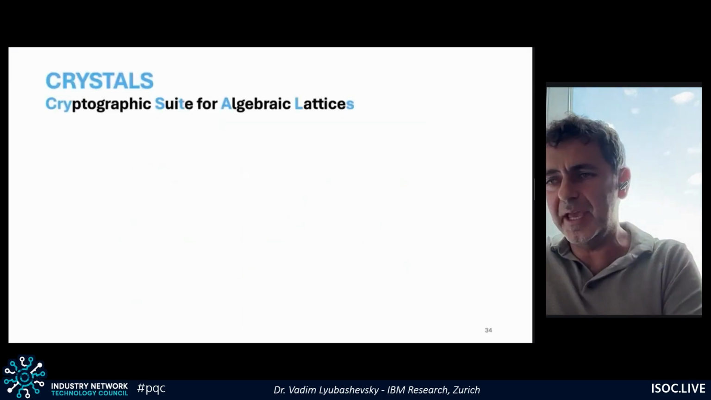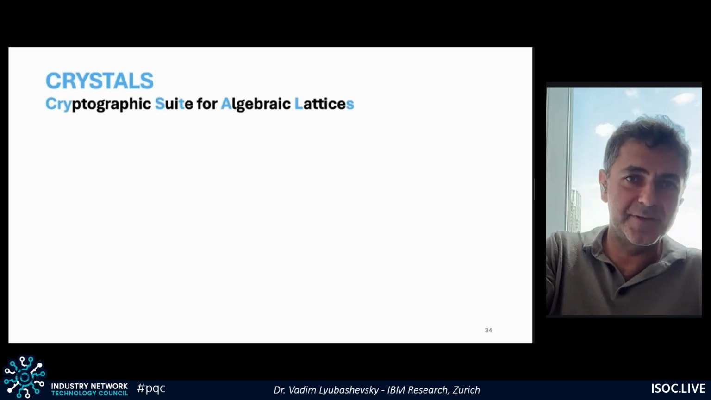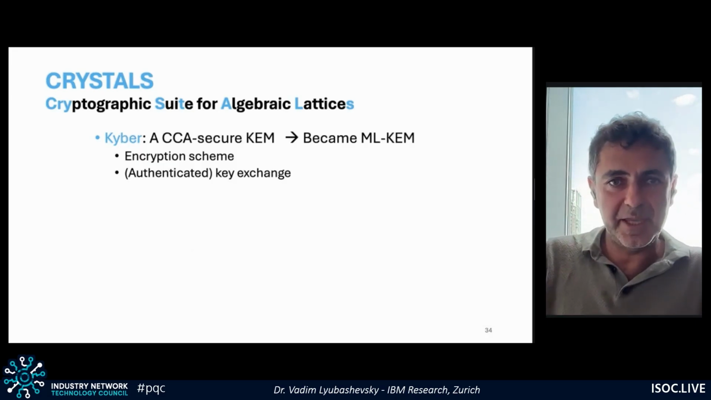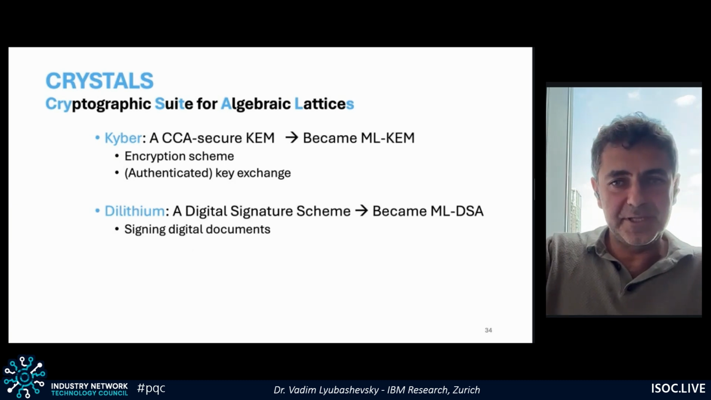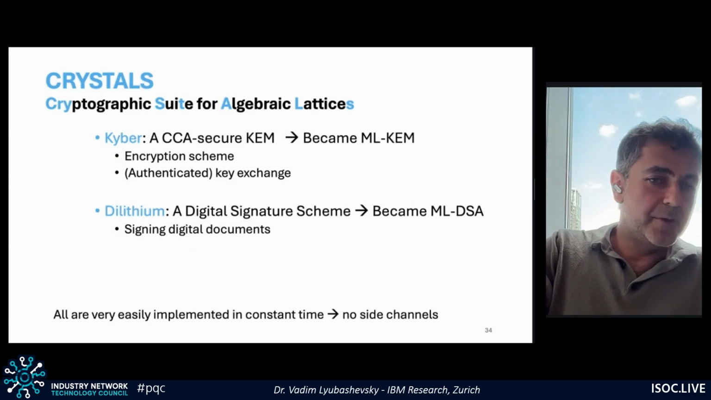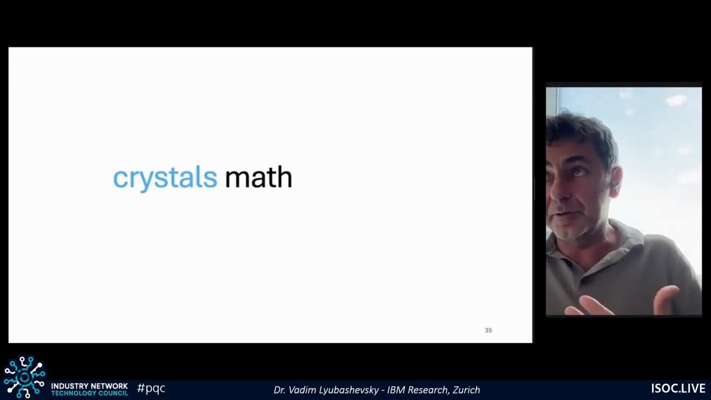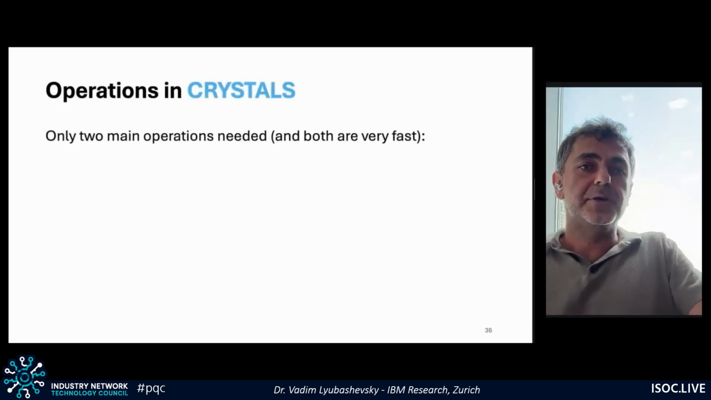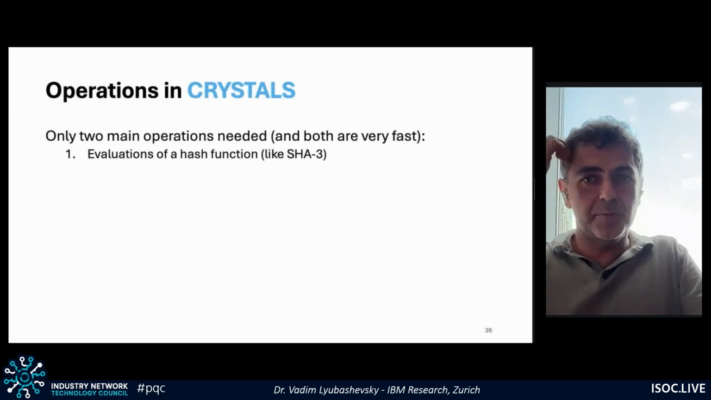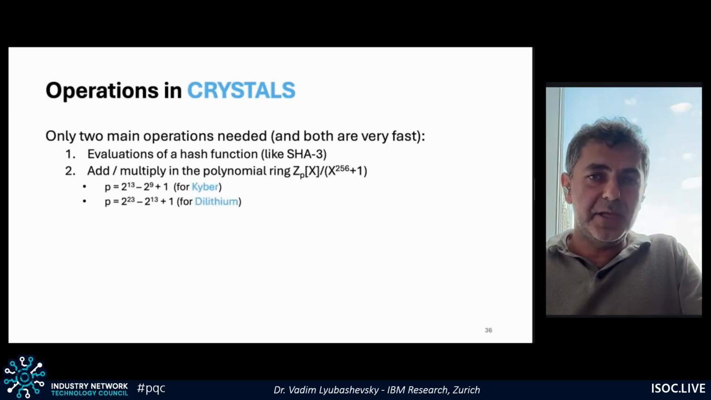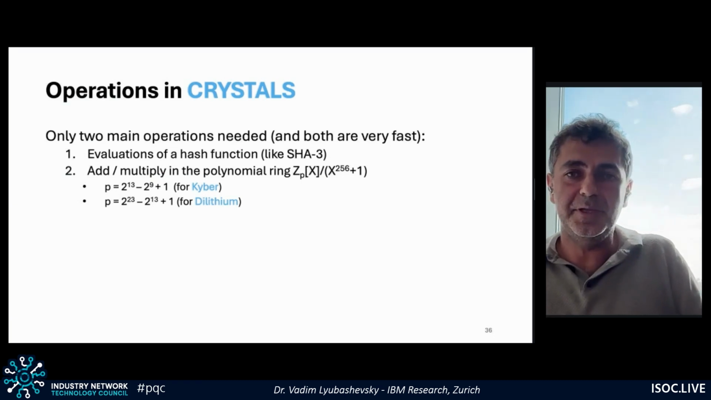And so the two schemes are ML-KEM and ML-DSA. They were part of this CRYSTALS suite, the cryptographic suite for algebraic lattices that we submitted. So we had CRYSTALS-Kyber, which was a KEM, which became ML-KEM. And then CRYSTALS-Dilithium, which was a digital signature scheme, and that became ML-DSA. And they're all very easily implemented in constant time, no side channels. The operations are also pretty straightforward and quite similar between the two. There are only two operations needed, and both are very fast. One is evaluation of hash functions, like SHA-3. And the other is to be able to add and multiply in a polynomial ring. This polynomial ring is just polynomials that are mod p and mod x to the 256 plus 1. So mod p, everyone knows what it is.